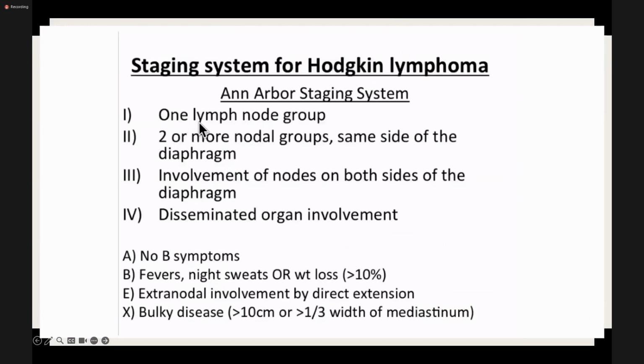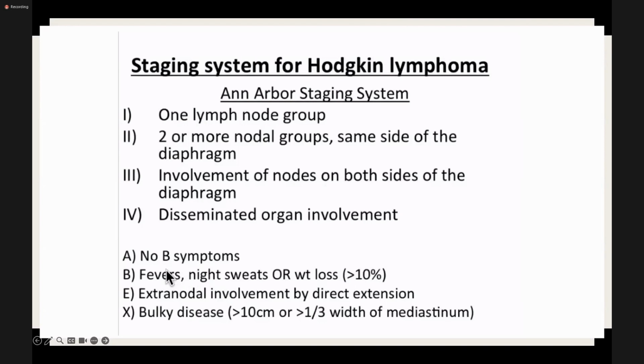Okay. So one is just one. Two is going to be on the same side of the diaphragm. So if it's above the diaphragm, it's fine. If it's below the diaphragm, it doesn't matter. It just has to be on the same side. Then you have two or more. When you involve both sides, on top of the diaphragm and below the diaphragm, that's three, and all over the body is four. Then the next thing you have to look for is the modifier. Modifier A means that there are no symptoms.